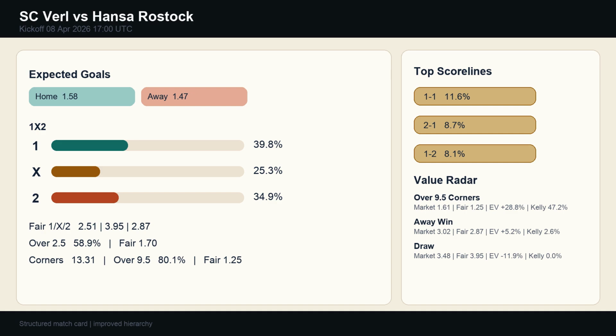My final prediction is pass. If forced into a goals angle, both teams to score or a soft overlean is understandable, but this is not one of the stronger matches on the board.